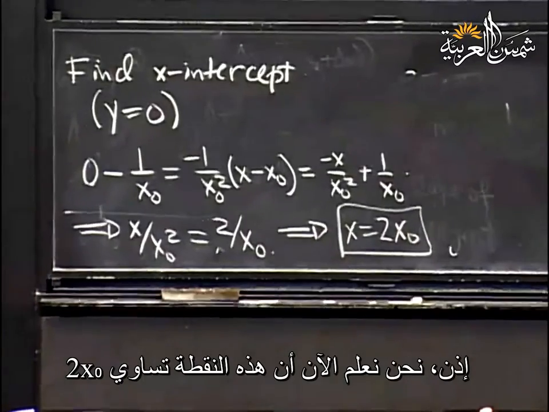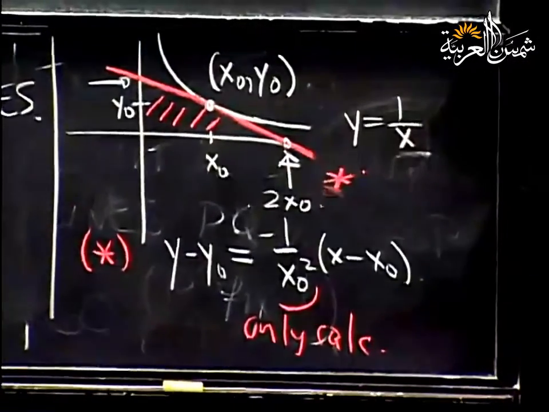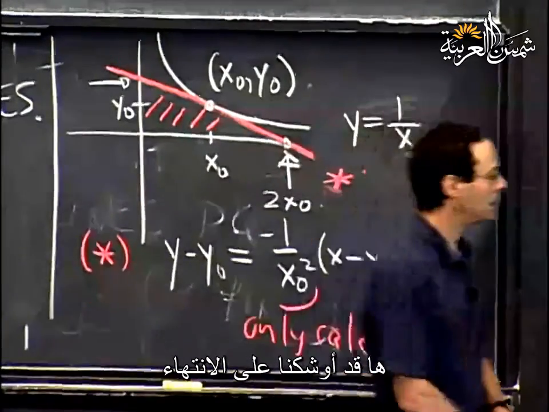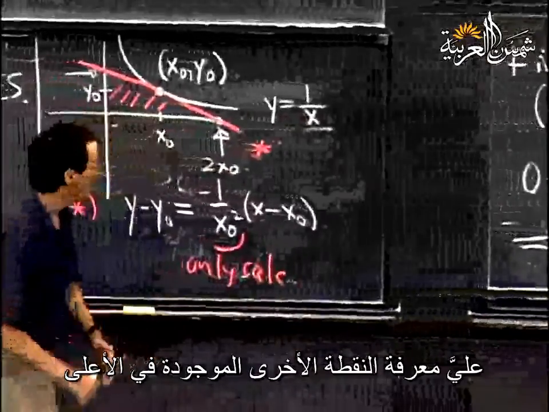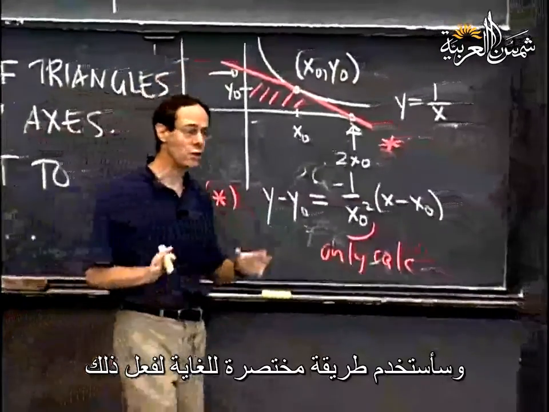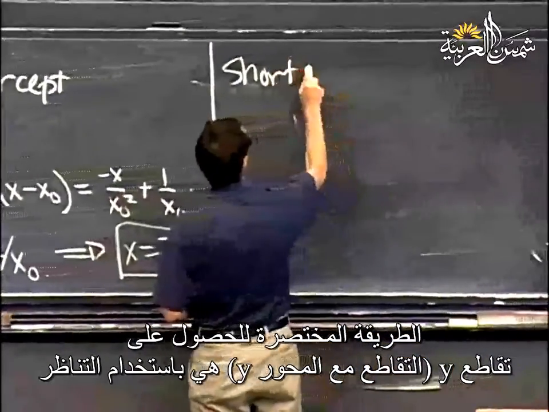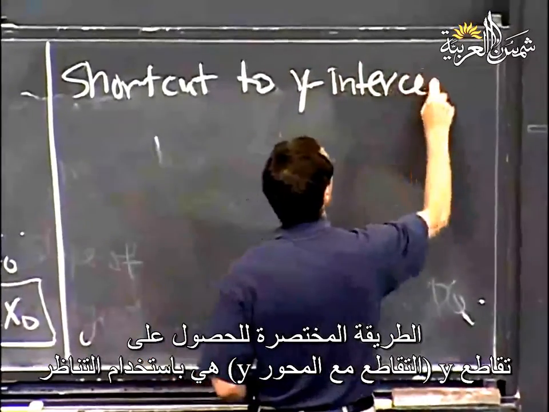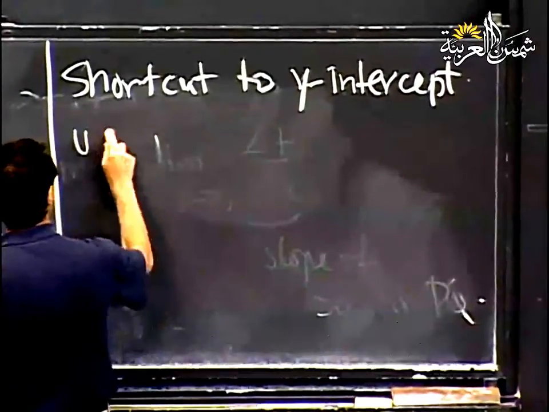Okay, so I claim that this point we've just calculated, it's 2x0. Now, I'm almost done. I need to get the other one. I need to get this one up here. Now, I'm going to use a very big shortcut to do that. So the shortcut to the y-intercept is to use symmetry.